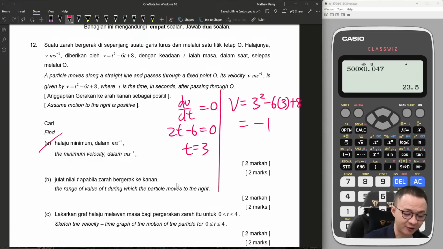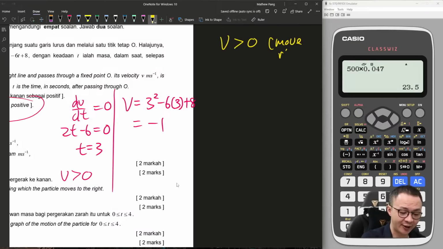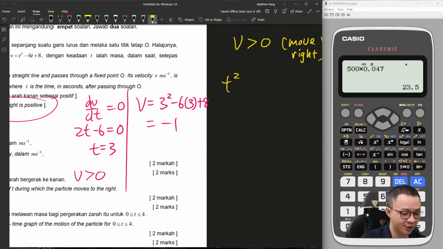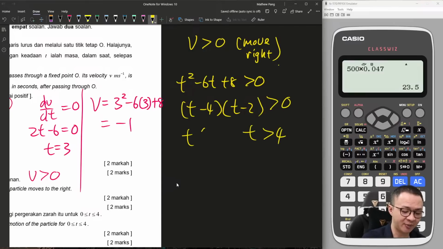Okay, so find the range of the values of t during which the particle moves to the right. Here they tell you moving right means velocity is bigger than 0. So when moving right, the v equation t squared minus 6t plus 8 is bigger than 0. This is a quadratic inequality, isn't it? Factorize: t minus 4, t minus 2. Okay, so t must be bigger than 4 or t must be less than 2.